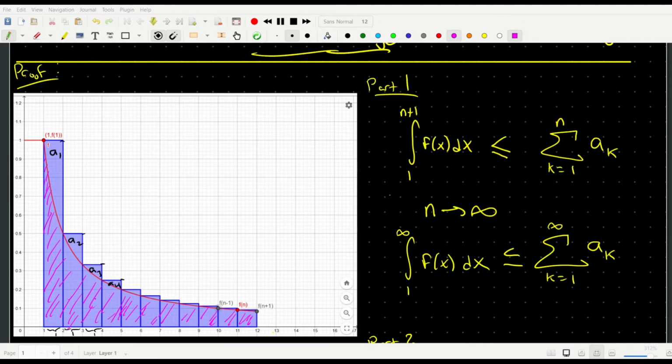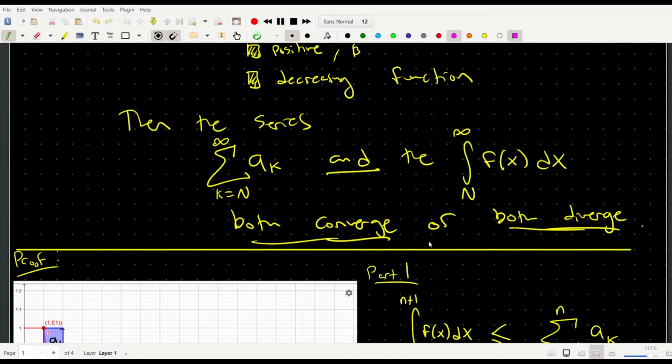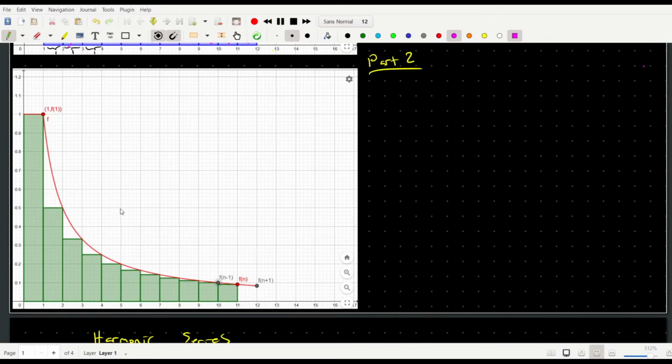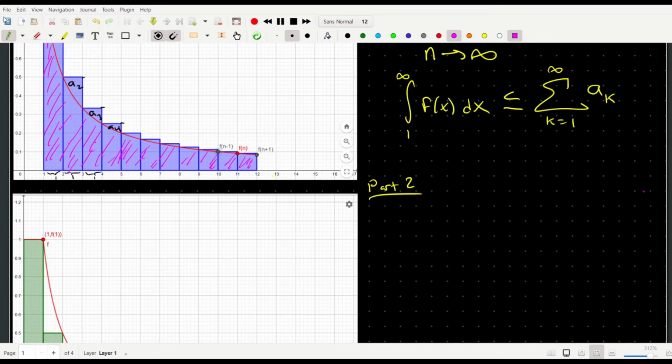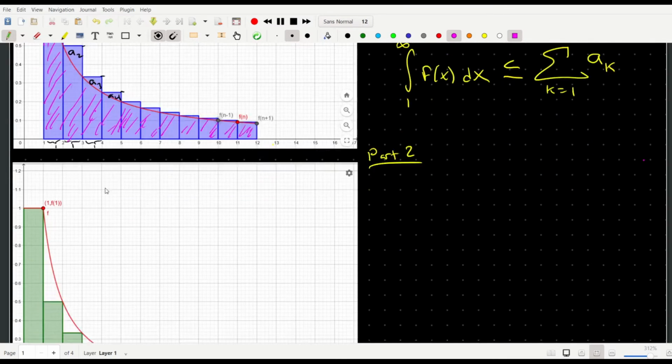For part 2 of showing this theorem, this is the part where if this improper integral converges, then the series must also converge. We do pretty much the exact same procedure here. We say, okay, we're going to draw the function itself from, in this case, 1 to n plus 1. And what I'm going to do is take all of these rectangles we had from before and just shift every rectangle back by one rectangle.